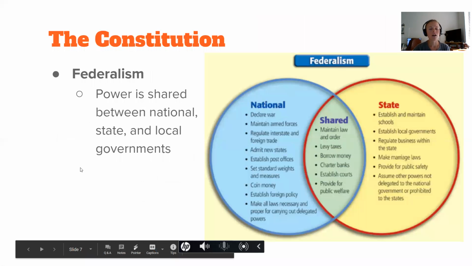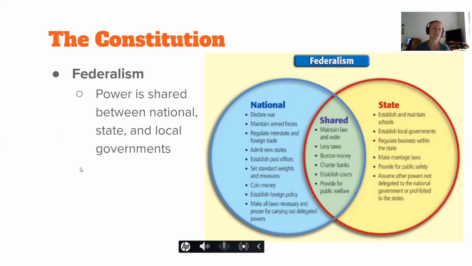There we go. Federalism in Article 4 is where powers are shared between local, state, and the national government. We talked about in Part 1 jurisdiction, which is basically who has control over what. And as far as major things go, this little Venn diagram here is pretty useful.